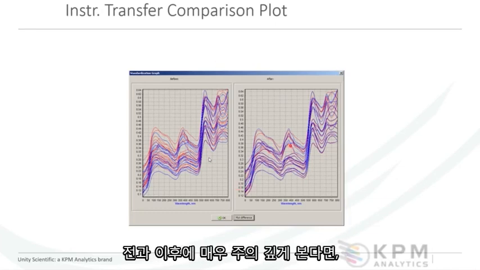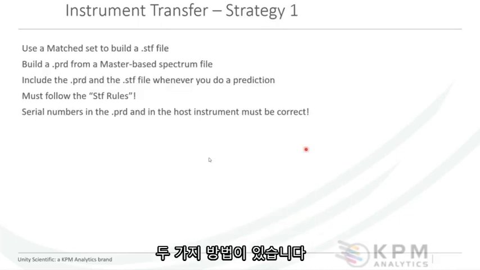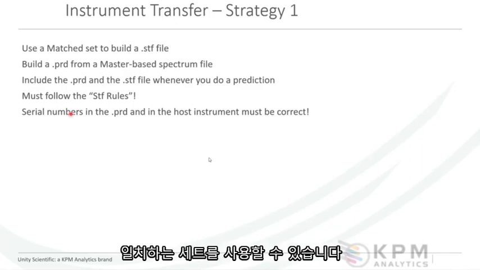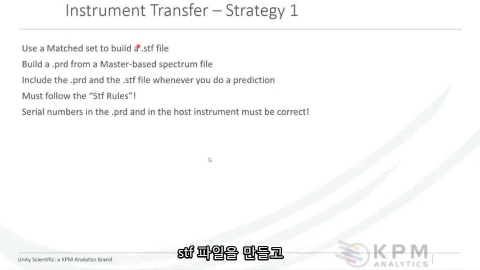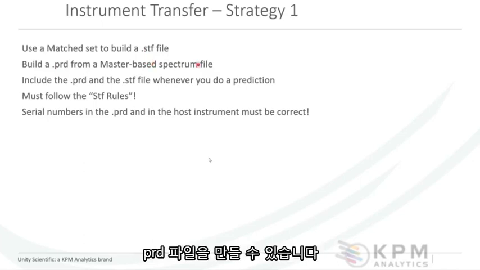These are before and after transfer. If you look very, very carefully, you can see that there are spectral differences. You've got two different ways of doing this. You can use a matched set, build your STF file, and you can make a PRD from the master-based spectrum file, in other words, your target. Then you can implement the STF on the host instrument whenever you're doing a prediction.